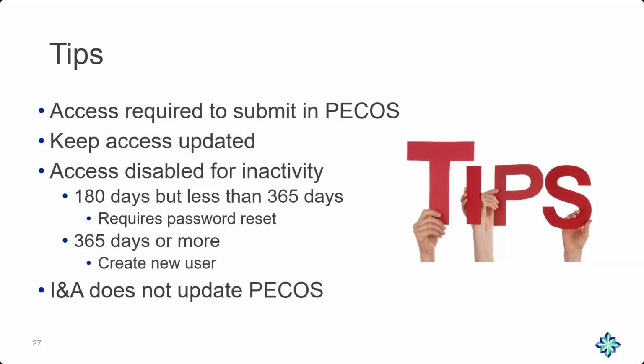And the other thing that I've been stressing today that I can't stress enough is that the I&A system does not propagate any updates into the PECOS system. If you want something updated on an enrollment record, you must submit an enrollment application to do so through PECOS. The information from I&A does not transfer over to PECOS, and that is intentional.